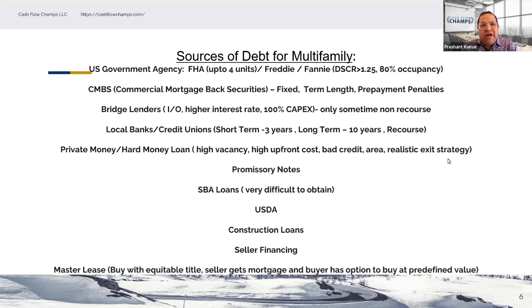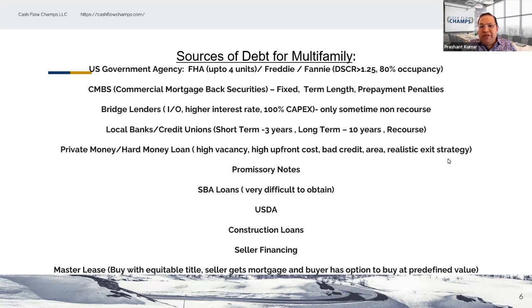Fourth option is your local banks, credit unions, short-term 3-year, long-term 10-year recourse loans, which you can achieve depending on the property. There are a lot of local banks and credit unions, which try to give you the loan on smaller assets. I have yet to see a credit union giving a loan more than $15 to $20 million. They're sub $15 million range.